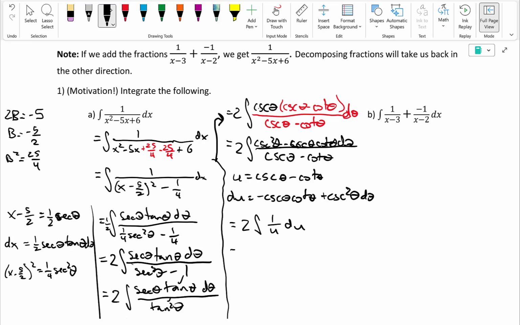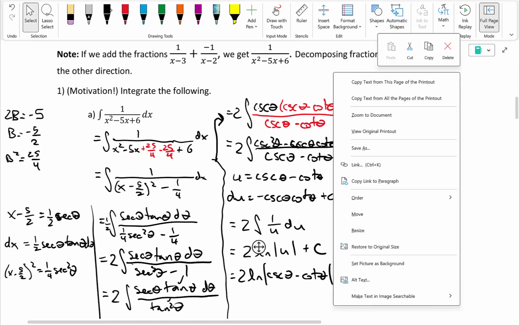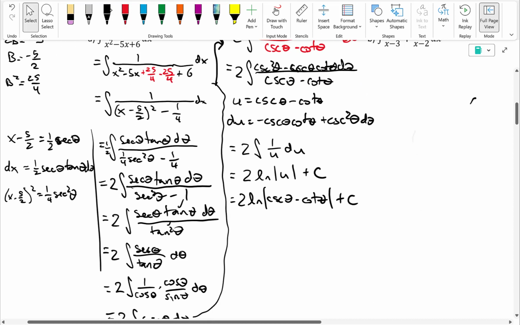All right, and then if we integrate, we get 2 times natural log of u, which is, do we need a plus c? Yeah, we need a plus c, which is 2 times natural log of cosecant theta minus cotangent theta plus c. And then to finish our trig sub, we've got to go back to x.